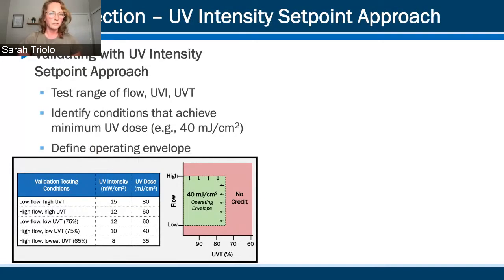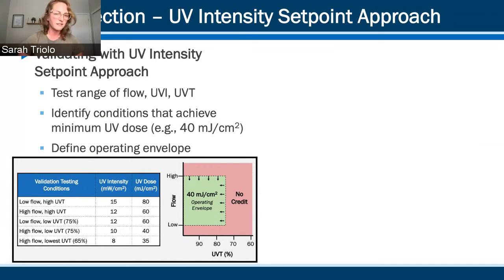What you actually do when you validate the UV reactor is you test a range of conditions. So you look at different flow rates, different UV intensity levels, and different UV transmittance of your water. And you use all of those combinations of test conditions to define what we call the operating envelope.